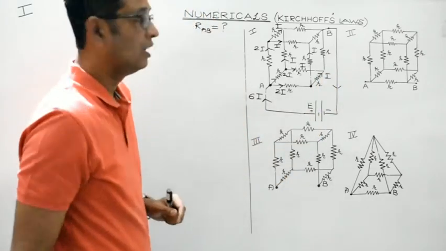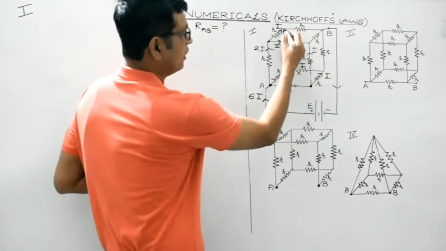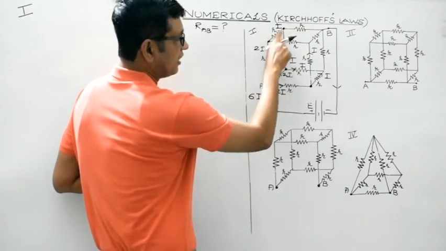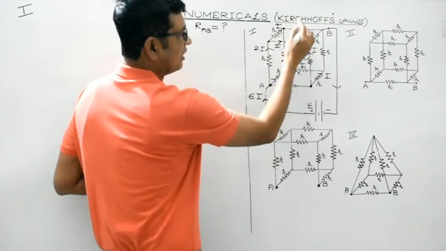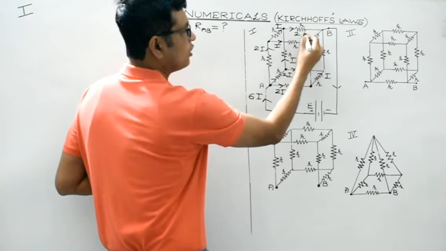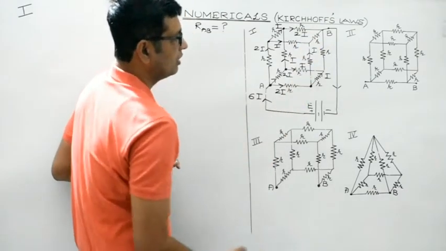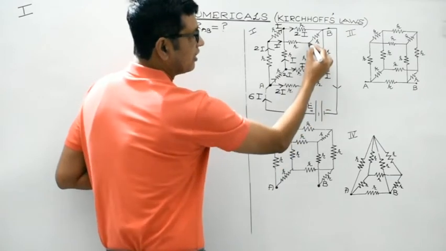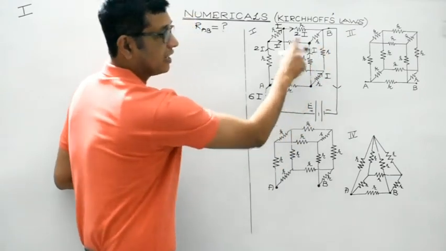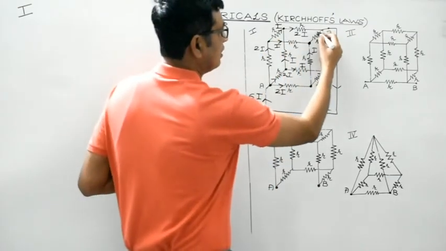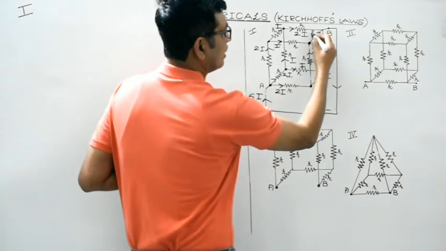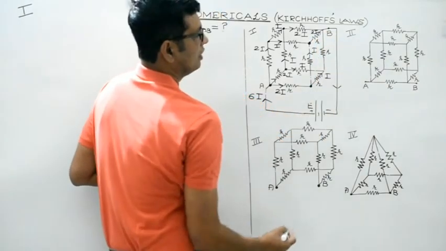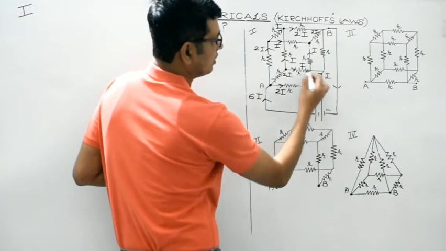Right students? Again let's make use of the junction rule over here. Here the current entering is I and here the current entering is I, so the net current leaving this junction would be 2I. Similarly, if you consider this particular point, here the current entering is I and here the current entering is I. So the net current at this junction is 2I, and the net current leaving would also be 2I. Now consider this one, this point.